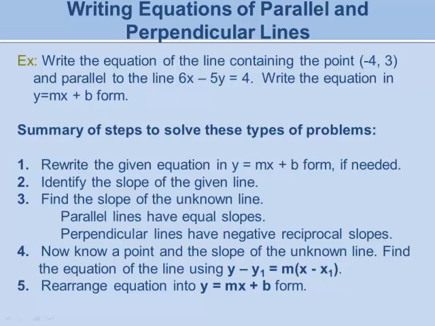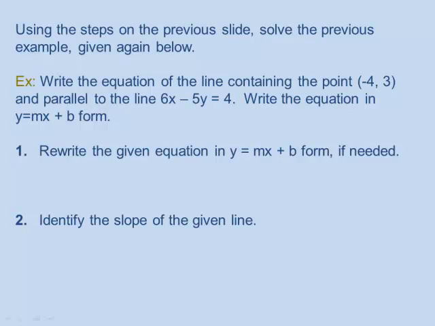After that, you now know a point and the slope of the unknown line you're trying to find. So as in the previous examples, we're going to find the equation of the line using the point-slope form. y minus y1 equals m times x minus x1. And then we'll have our equation, but we'll want to put our final answer in slope-intercept form, just because that's normally considered a better way to put your final answer for these problems. So, same problem. Let's follow those steps that were listed out on the previous slide and solve this problem.